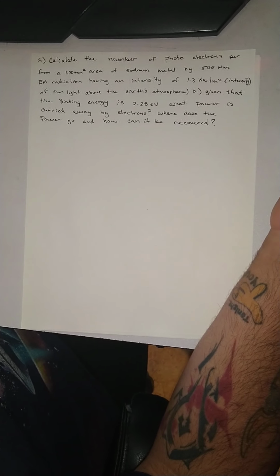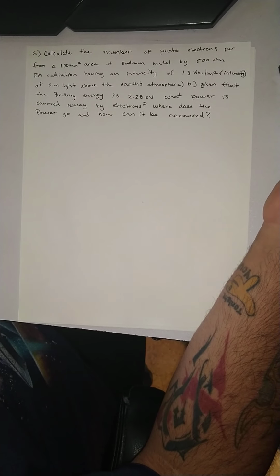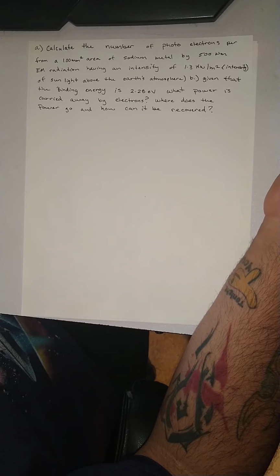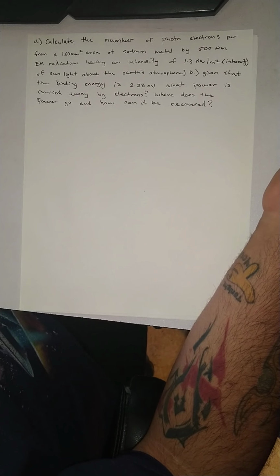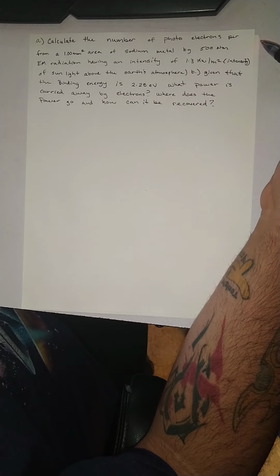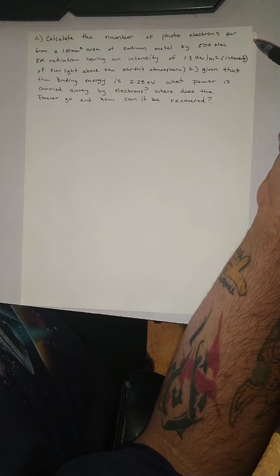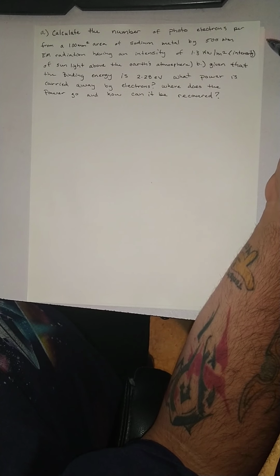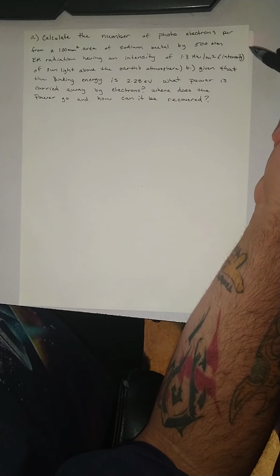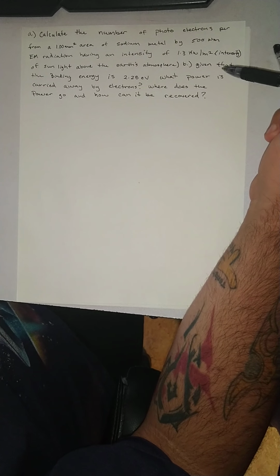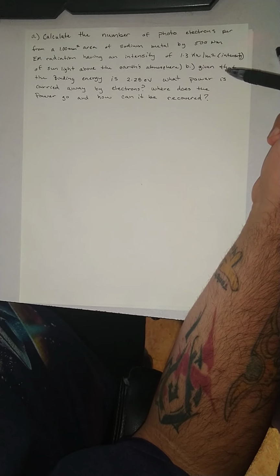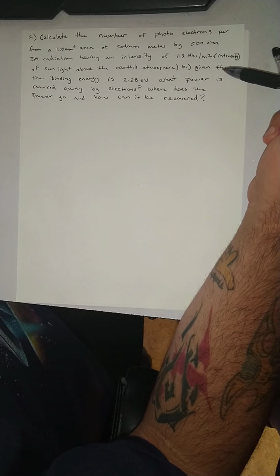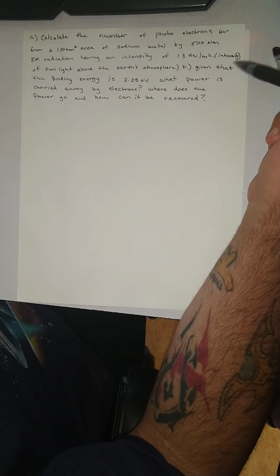Everybody, we're doing a physics problem on the photoelectric effect. It says calculate the number of photoelectrons per 1.00 millimeter squared area of sodium metal by 500 nanometer EM radiation having an intensity of 1.3 kilowatts per meter squared. That's the intensity of sunlight above the Earth's atmosphere. Given that the binding energy is 2.28 eV, what power is carried away by the electrons, and where does the power go, and how can it be recovered?